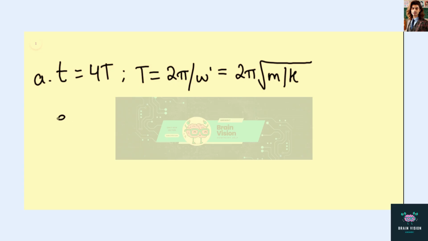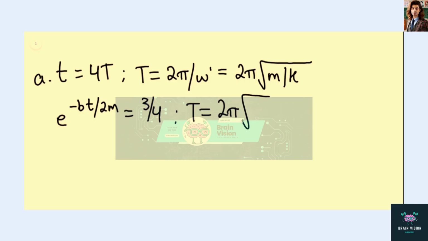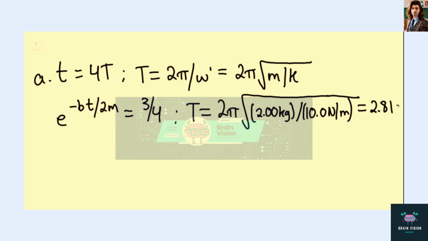We can then say that the damping factor would be equal to e to the negative b, the damping constant, times t divided by 2m. We know this to be equal to 3 over 4. Therefore, T is going to be equal to 2 pi multiplied by the square root of the mass of 2.00 kilograms divided by the spring constant of 10.0 newtons per meter, and we find the period to be 2.81 seconds.